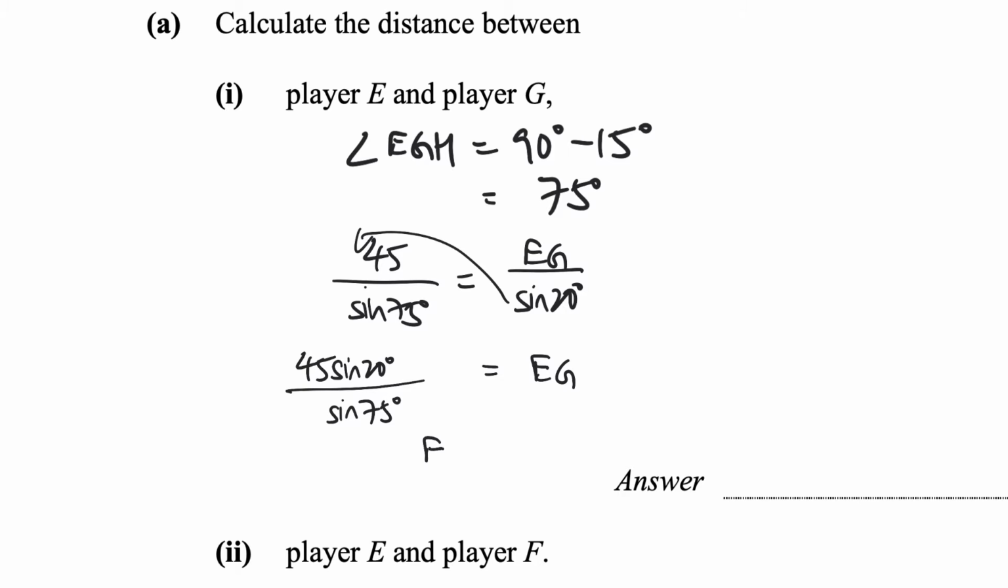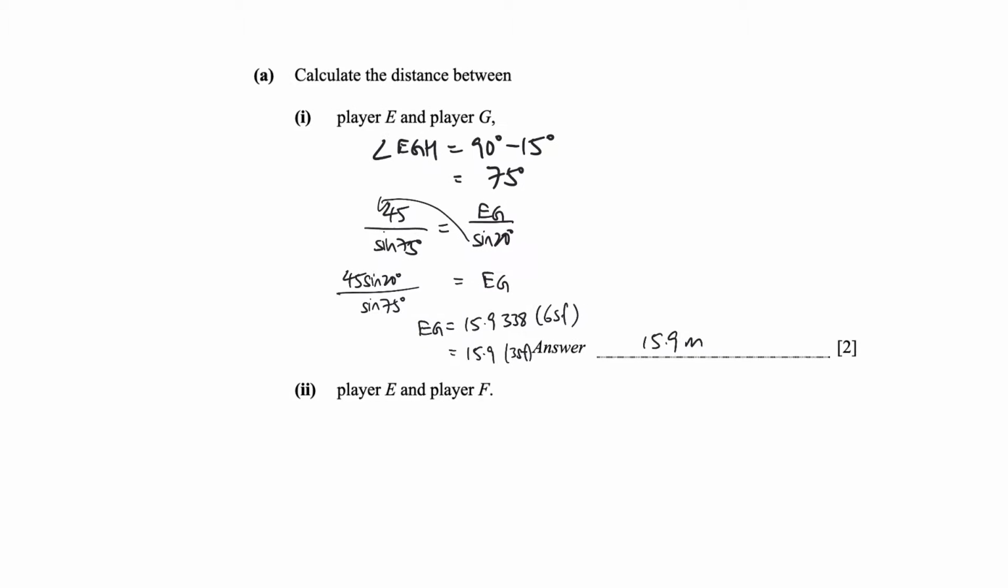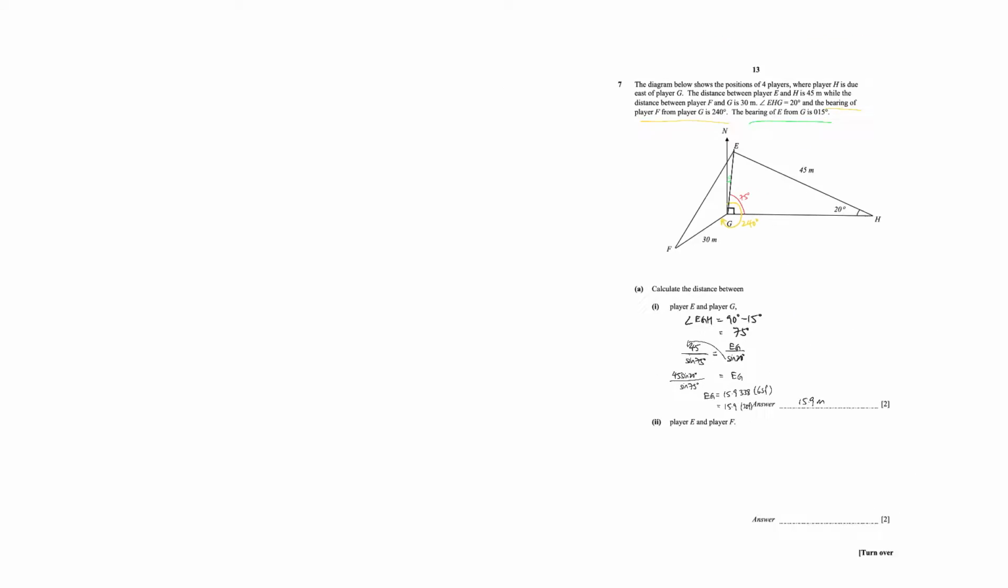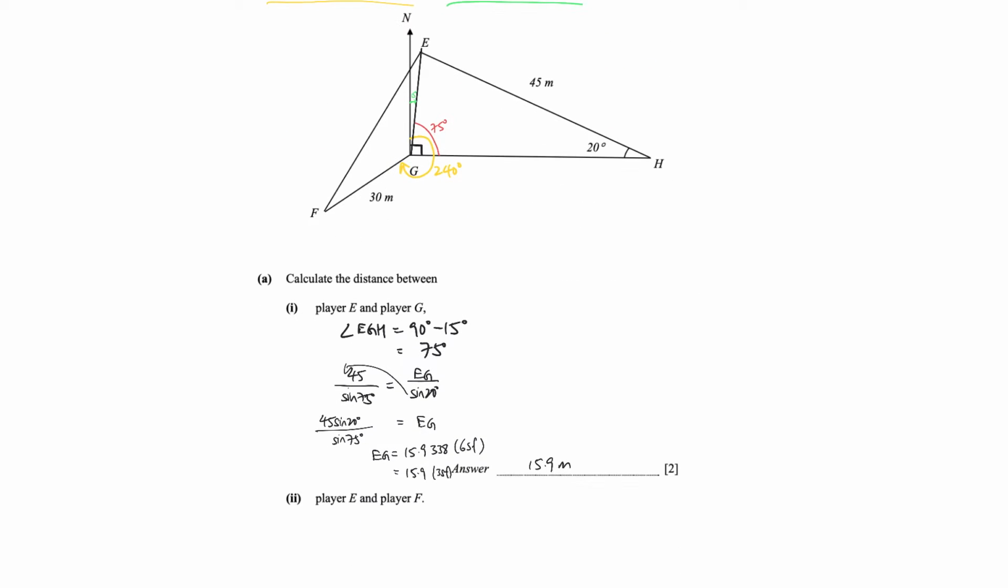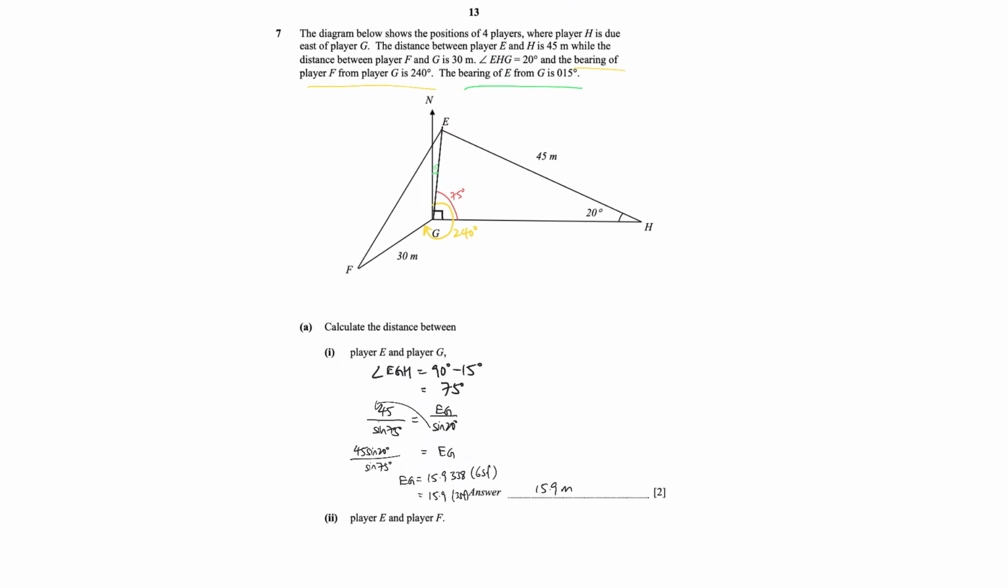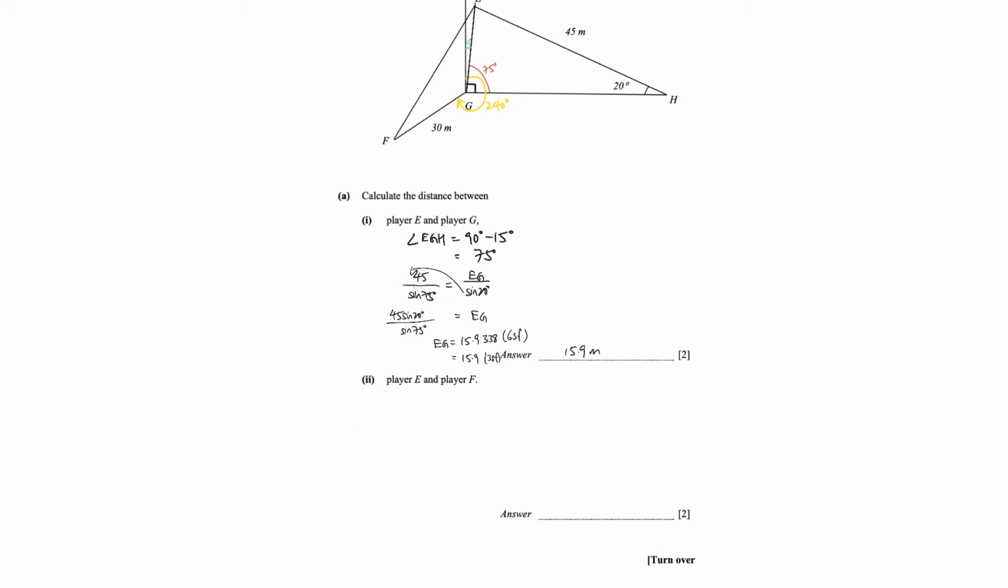Yep. So EG is basically 15.9338 if I give 6 significant figures, or 15.9 if I correct it to 3 SF. Yep, and it's in meters, because yes, they gave it in meters. Alright. And right now, let's find the distance between player E and player F.